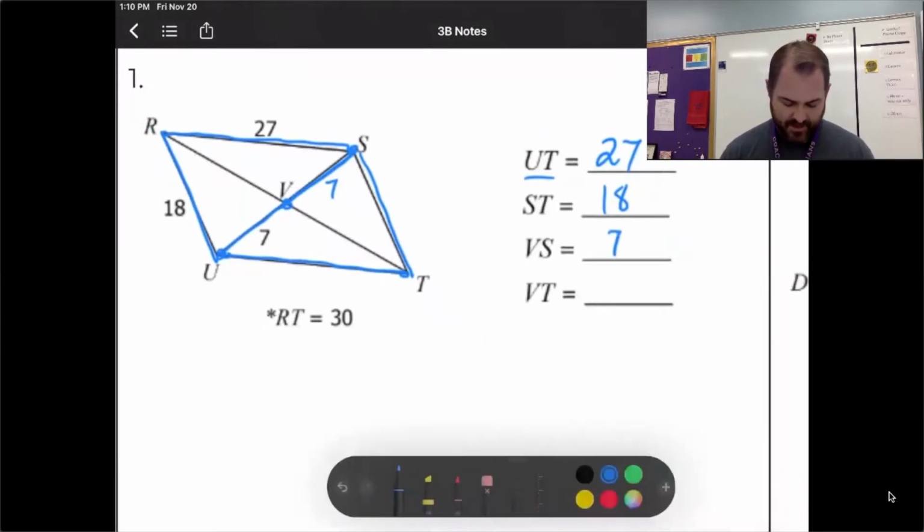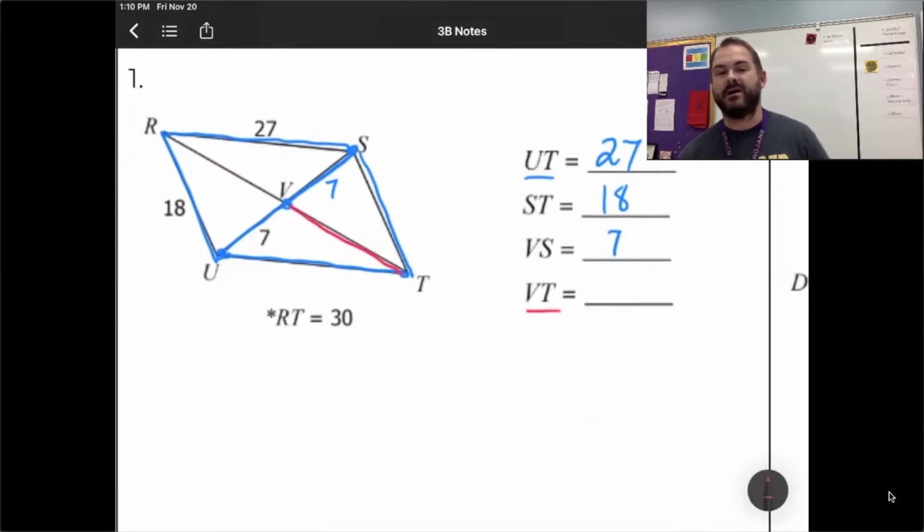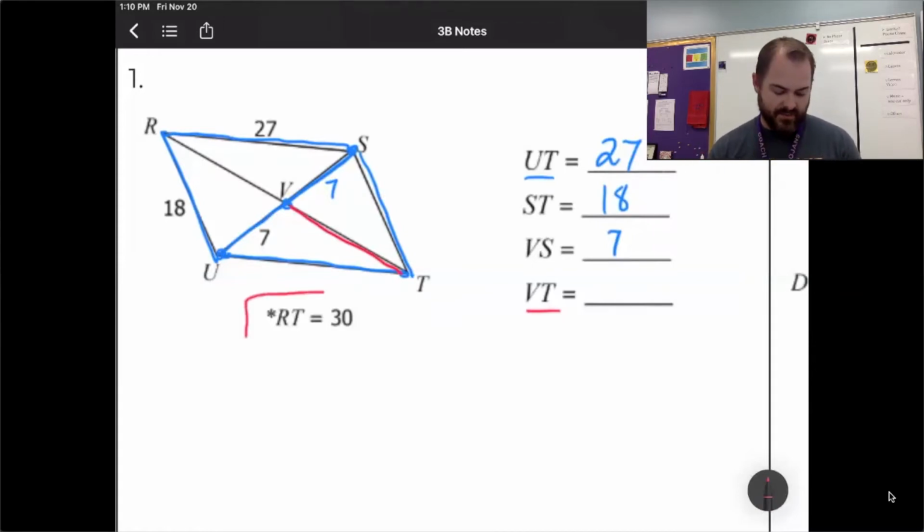Then they ask about VT. Now VT is this one. VT is half of the other diagonal, but it doesn't look like there's anything there, which is why we've added in this extra piece of information. The full length of RT is 30. Well, VT has to be half of that. So VT is 30 divided by 2, which is 15.